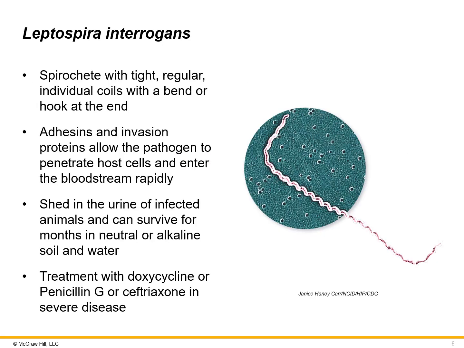It is caused by a spirochete called Leptospira interrogans. This spirochete has tight, regular coils, so you can see them kind of shaped like this, which is where the name spira comes from. Adhesins help it attach to, invade and penetrate the host. They are shed in the urine of infected animals and can survive for a long time. There is some treatment with penicillins and other antibiotics.